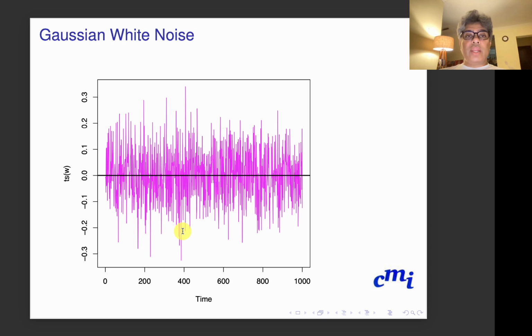Here I have simulated Gaussian random variables independently from a normal(0, sigma square) distribution, and then I plot them over time sequentially. Over 1000 iterations I simulated, I plot them over iteration and then join them with a straight line so that it will be a time series plot. You can see that since it was from mean 0, all the values are hovering around 0. The horizontal black line represents 0.